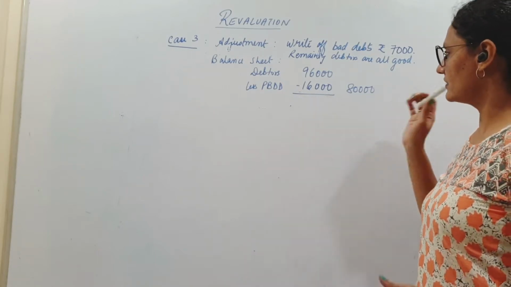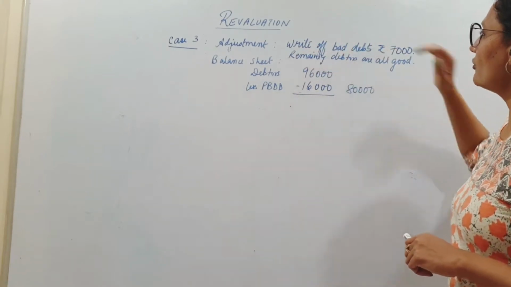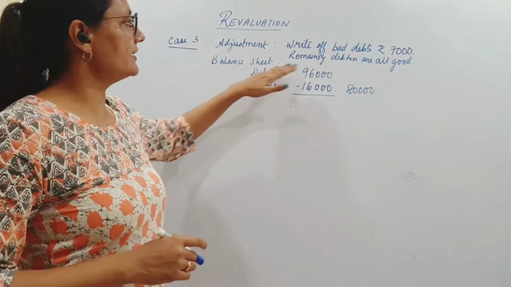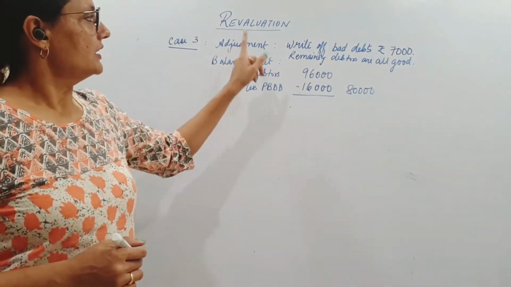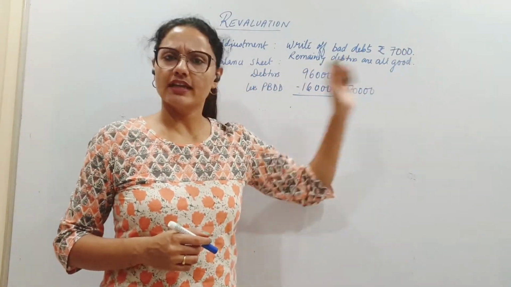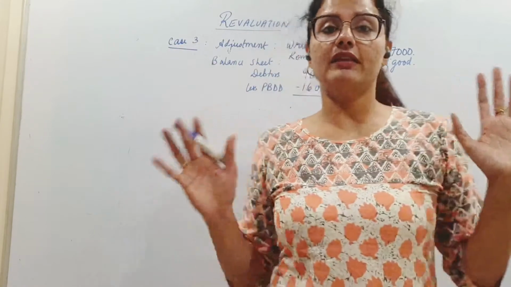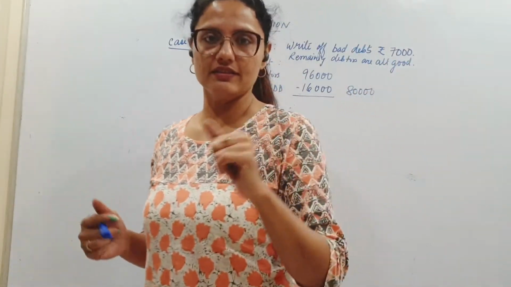So your net debtors are shown as 80,000. Fine. Adjustment says write off bad debts 7,000 and the remaining debtors are all good. Now what do you do? Write off bad debt 7,000. For writing off, first if we have provision, we will utilize provision. If that is sufficient, well and good. If not, then revaluation, isn't it?